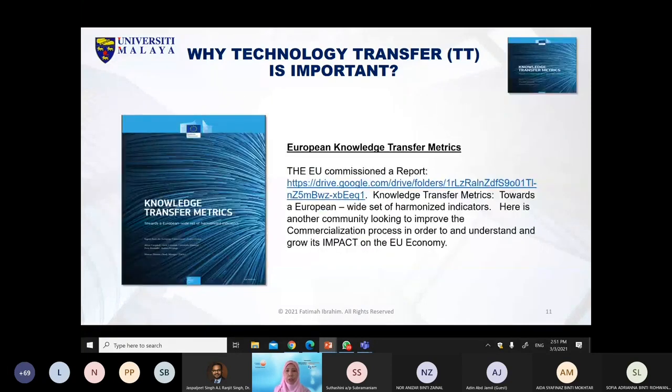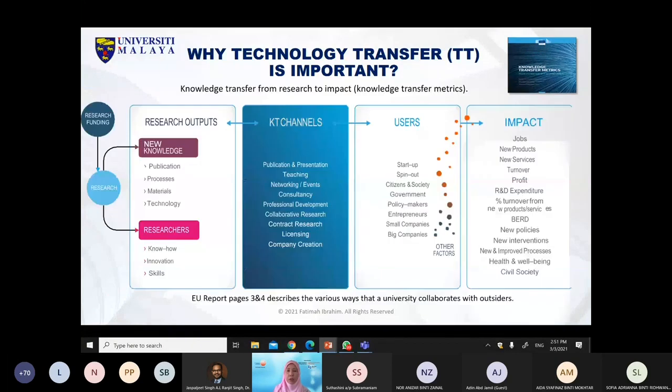Another country, a European country, has come out with a way to improve their commercialization and the process. They come out with a book they call the European Commission Reports, and they come out with the European Knowledge Transfer Metrics. You can download it on the internet. On page 3 and page 4, it describes the various ways that the university collaborates with outsiders.